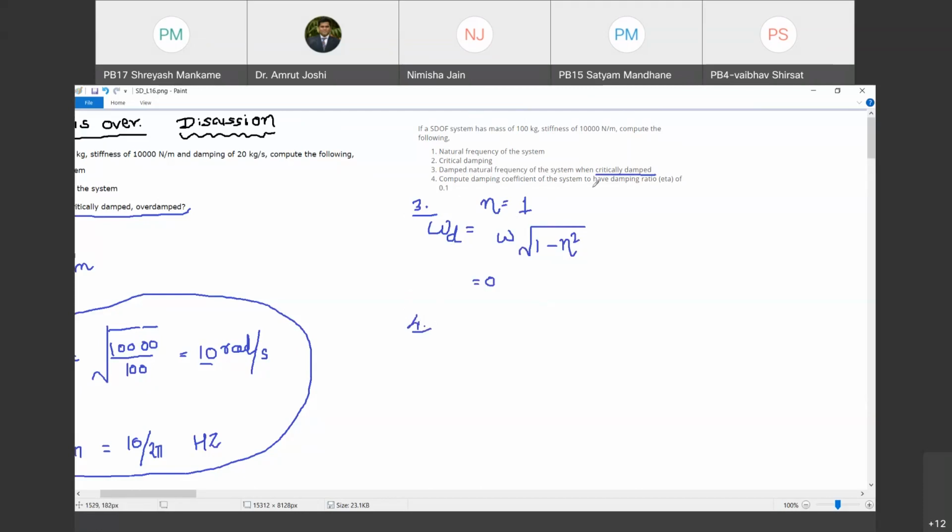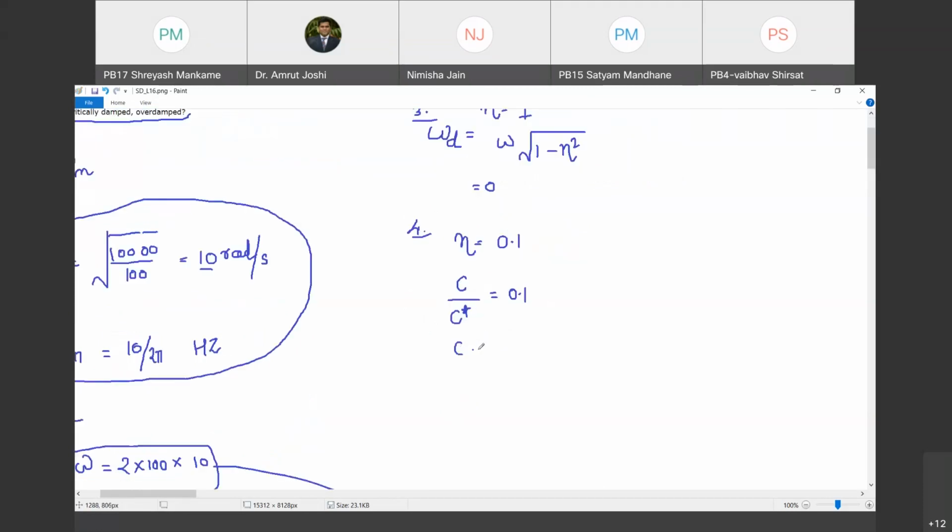Compute damping coefficient of the system to have damping ratio eta of 0.1. So you have been given eta equal to 0.1. But what is eta? C upon C star. Do you agree with me? This is 0.1. So what is C? C, therefore, damping coefficient. Eta is damping ratio, and C is damping coefficient. So C must be equal to 0.1 multiplied by C star.